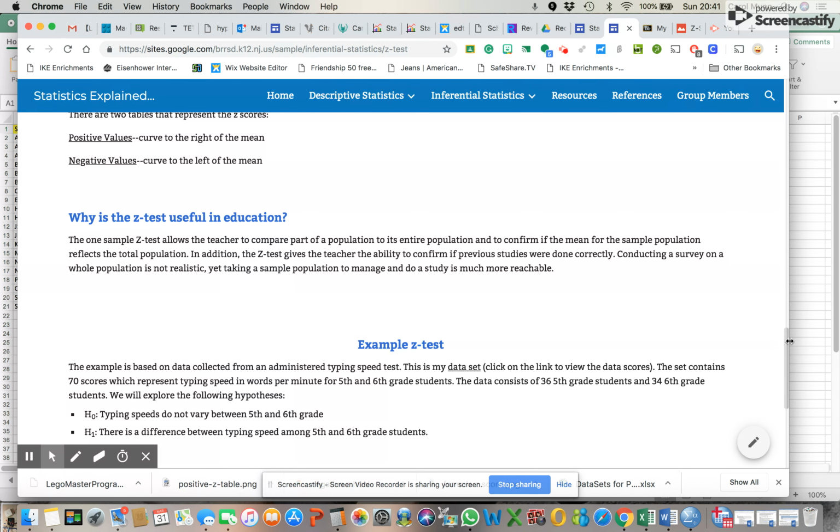So why is the Z-test useful in education? It's useful for the teachers to compare part of the population to its entire population to confirm if the mean for the sample represents the total. It also gives the teacher the ability to confirm if previous studies were done correctly, and you can't take a survey on the entire population. It's just not realistic. You just can't. So you take a sample size and you manage it, and it's more reachable.